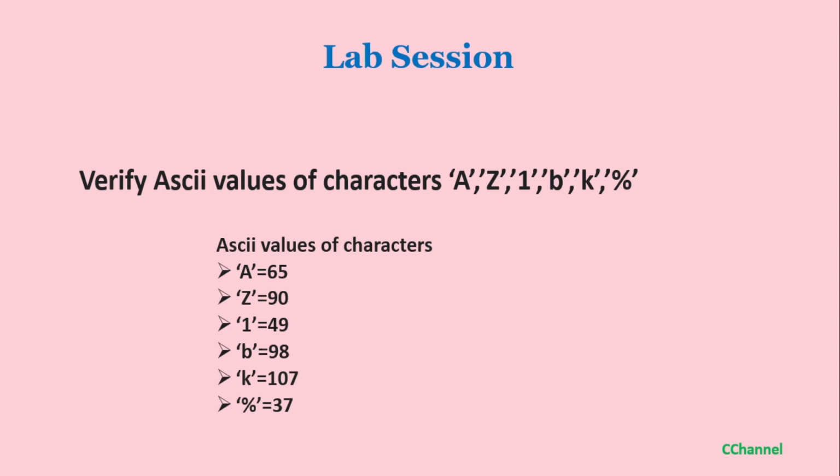Now, lab session. Verify ASCII values of characters capital A, capital Z, digit 1, small letters b, k, and %. ASCII values of characters: A is 65, Z is 90, 1 is equal to 49, b is equal to 98, k is equal to 107 and percentage is equal to 37. Now we are going to verify these ASCII values.